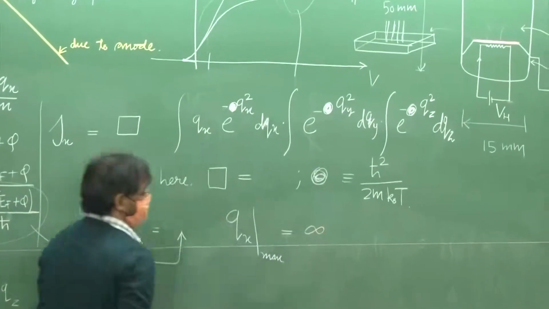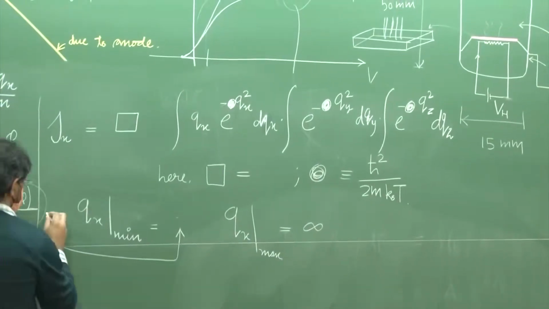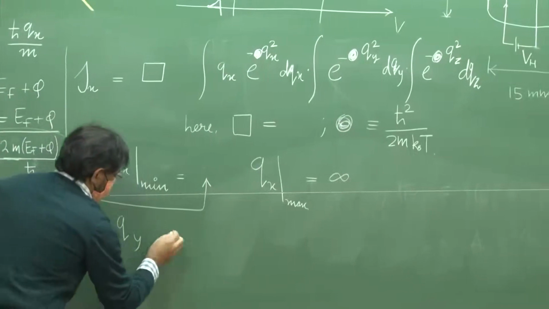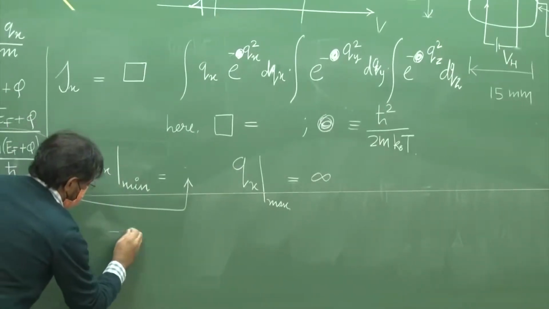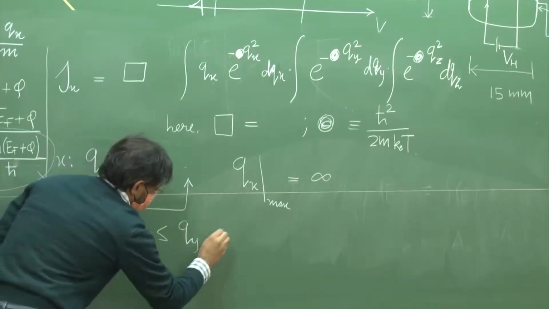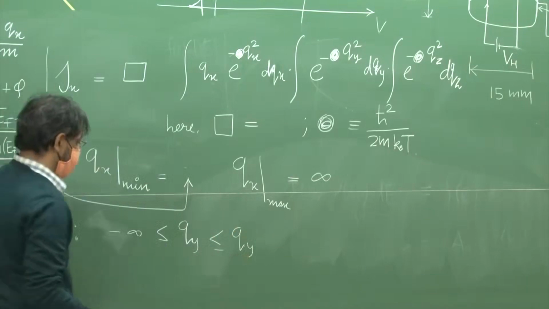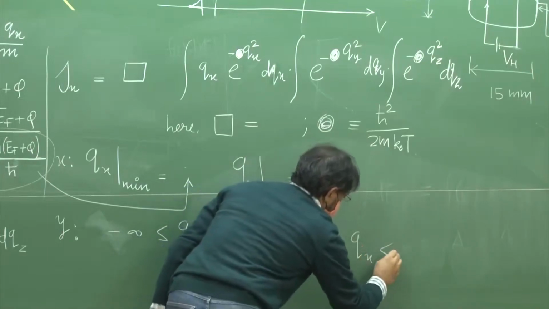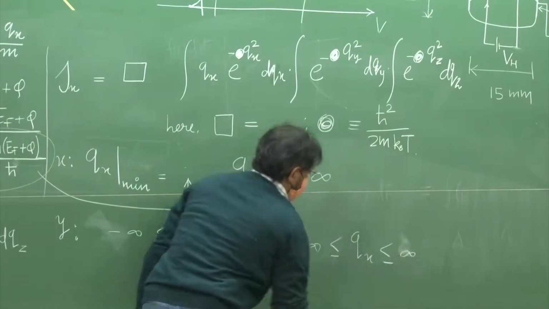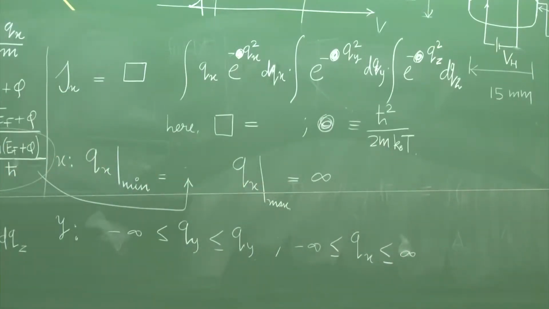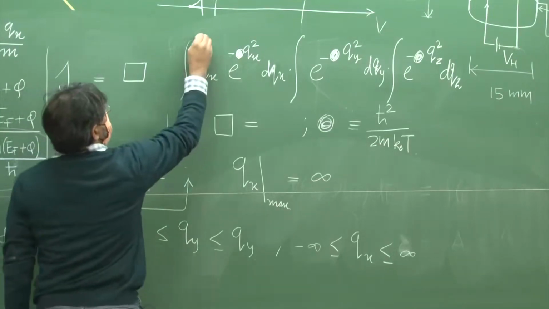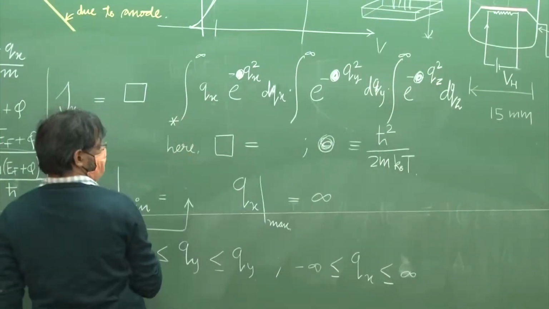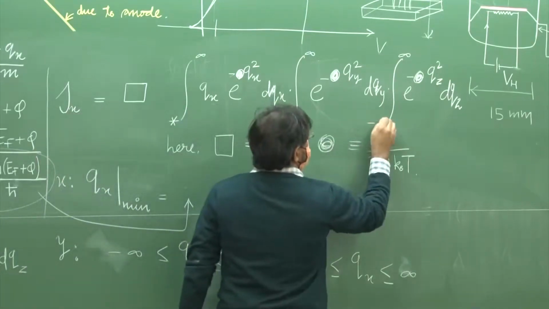And along the y, so this is along the x axis. Along the y axis, you are not even concerned. So, Qy can vary from minus infinity to plus infinity, and same for Qz. Okay. So, you have fixed the integration limits also. Now, with these limits, thankfully you have infinity in all the cases. Here you have some number which is given by this Qx min. This is also minus infinity. This is also minus infinity.